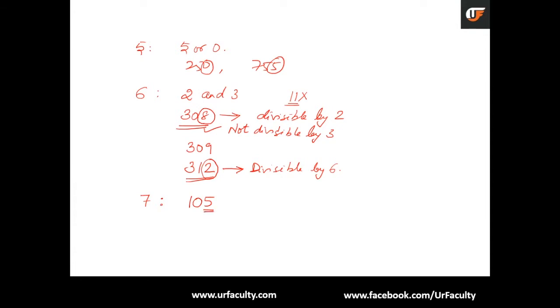So 105, how do we start? Let's take the last digit of the number. The last digit of the number is 5. You start off by doubling it. So how do you double it? You multiply it by 2 and you get 10. And then you need to subtract this number from the remaining number. So 10 minus 10 is equal to 0. And 0 is divisible by 7, and hence 105 is divisible by 7. I'll try to explain it again with another example. It is basically doubling the last digit and subtracting it from the remaining number.